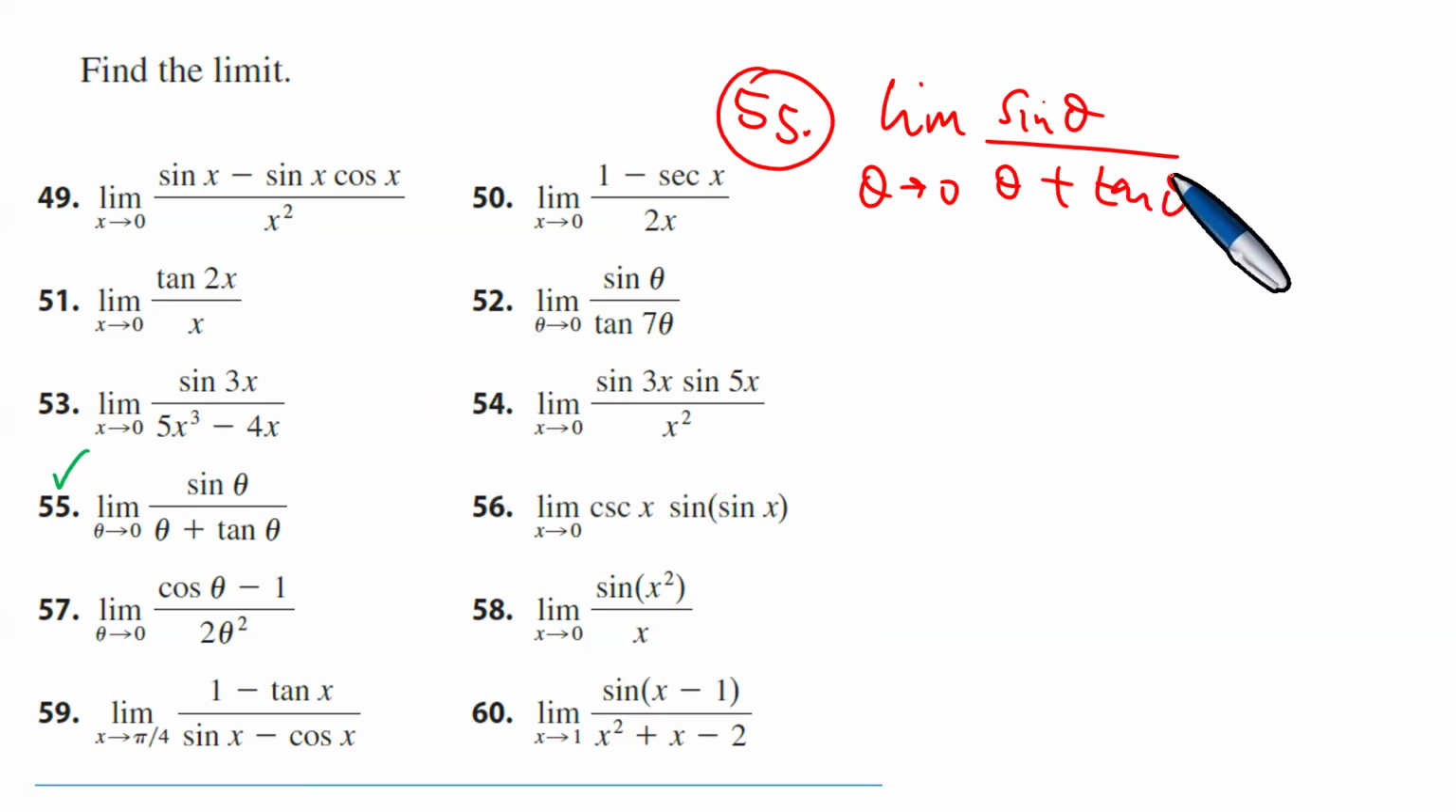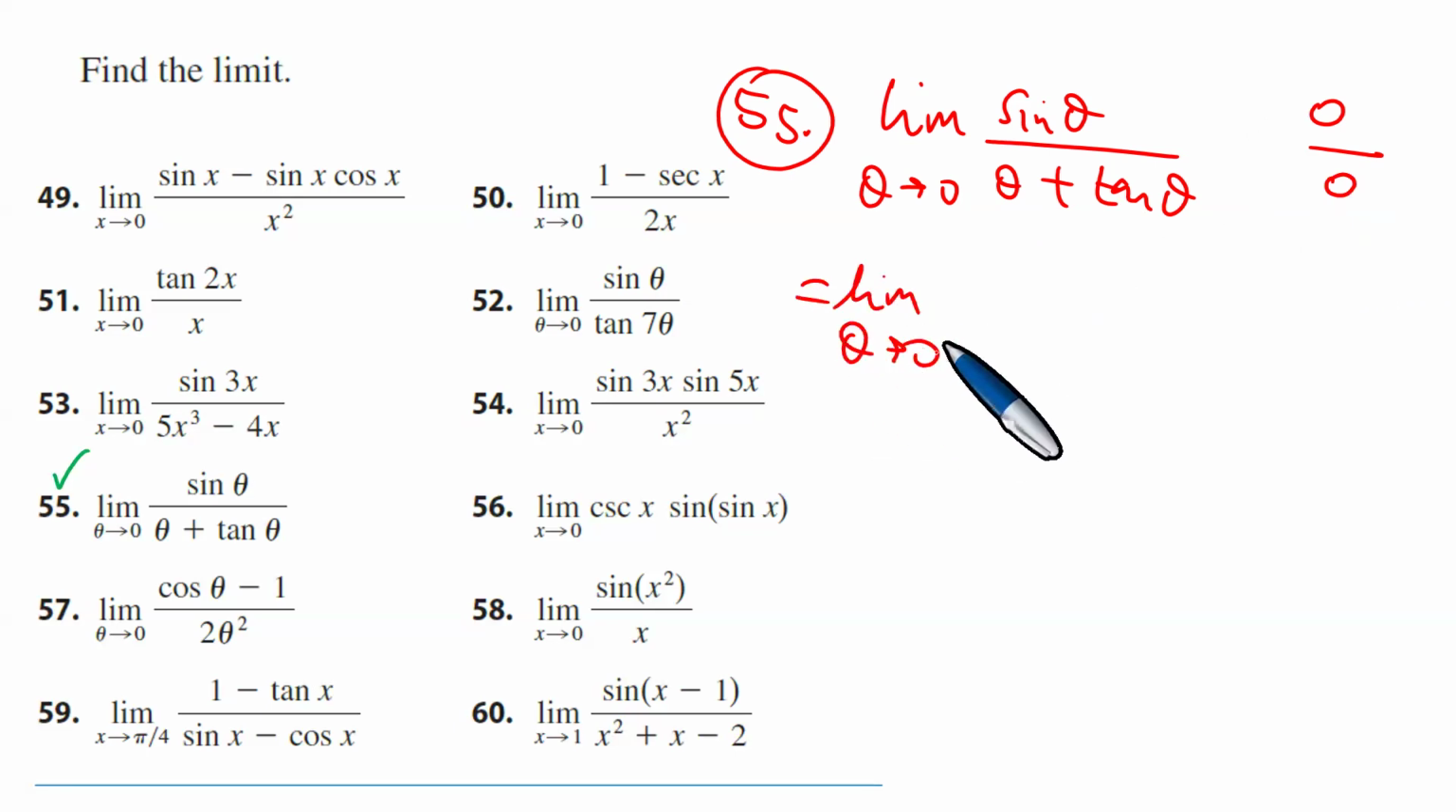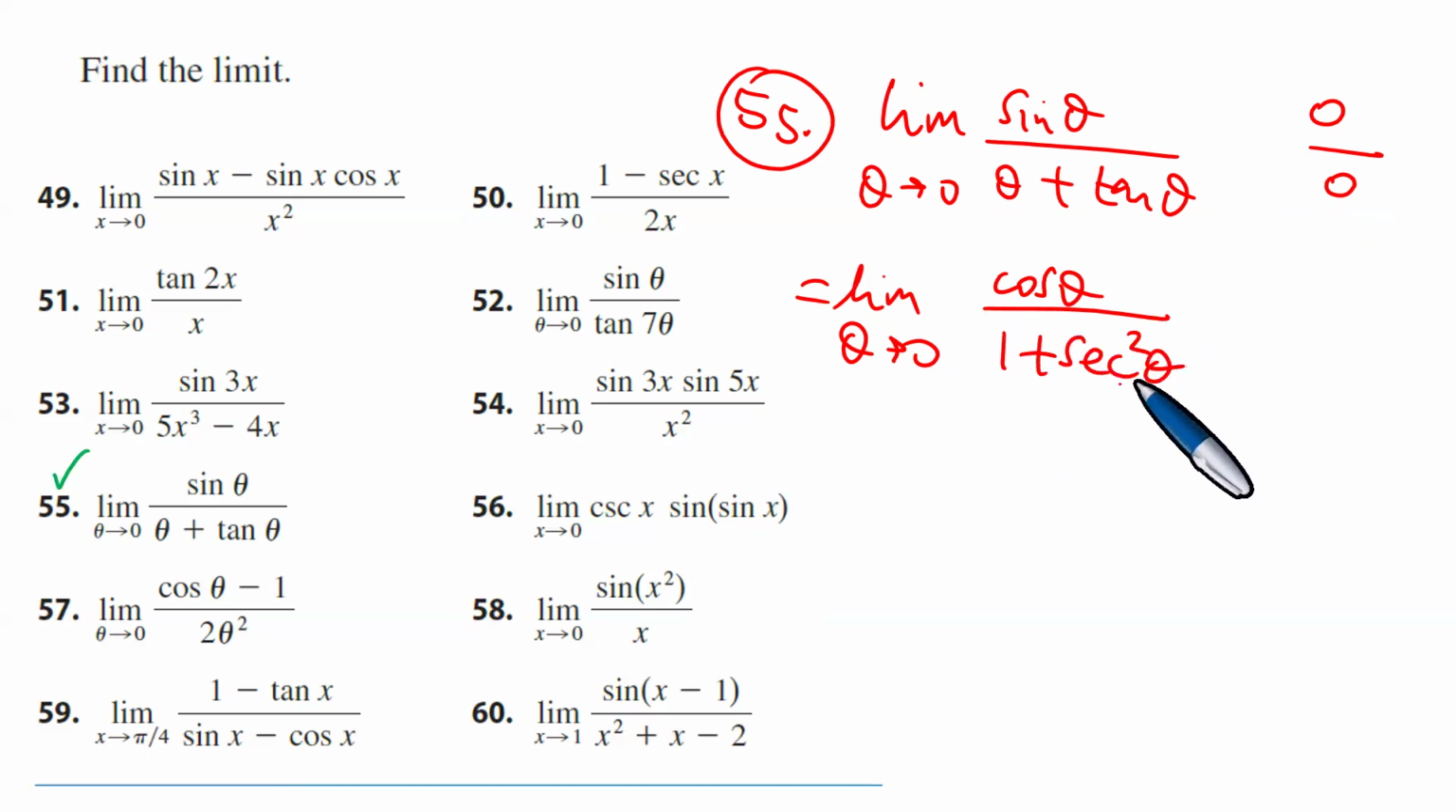Right, so now what we're able to see as theta approaches zero, it's going to be sine 0, which is 0 at the top, and 0 plus 0, which is 0. So it's like 0 over 0, giving us the limit as theta approaches 0. What is the derivative of sine theta? Cosine theta. The derivative of theta is 1, and the derivative of the tangent of theta is the secant squared of theta. I'm just using L'Hopital's rule.